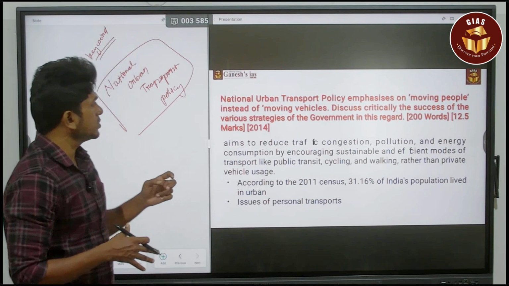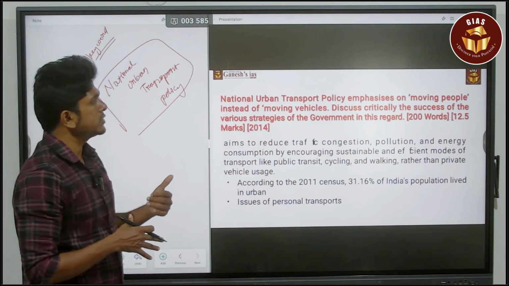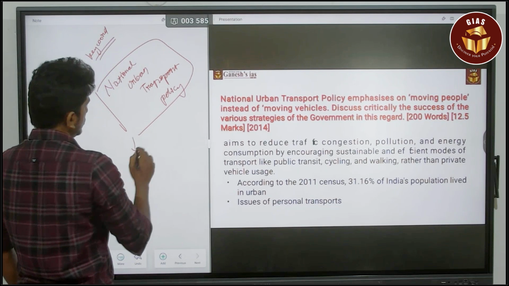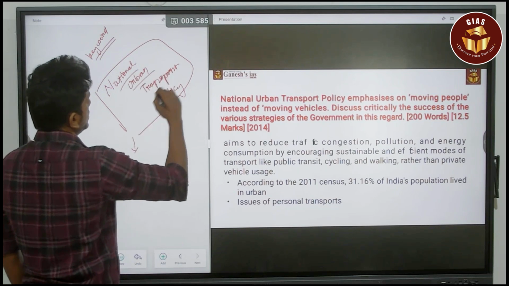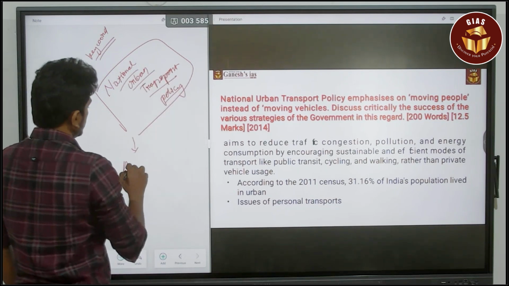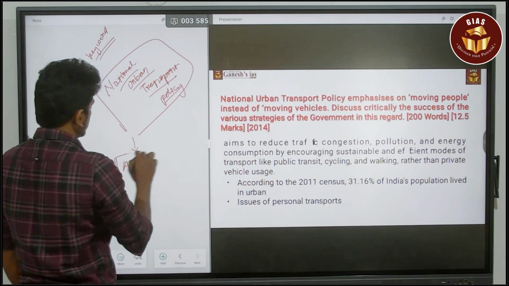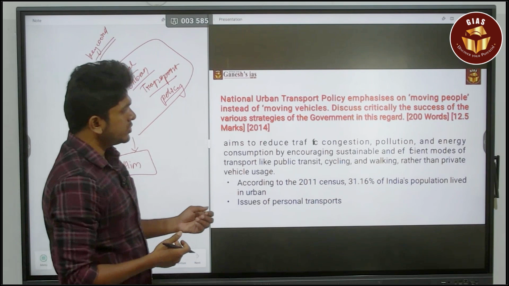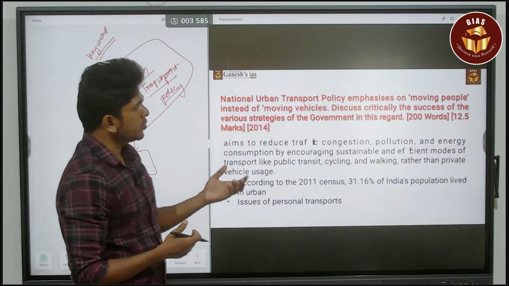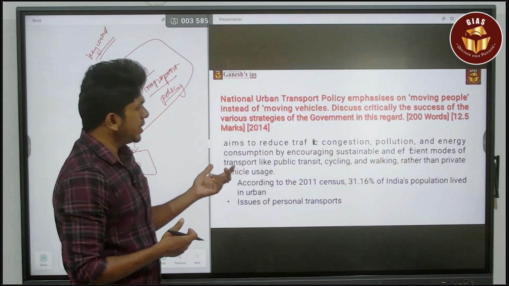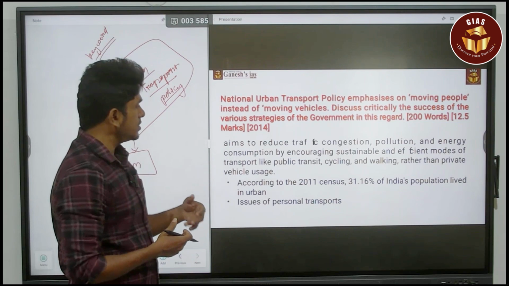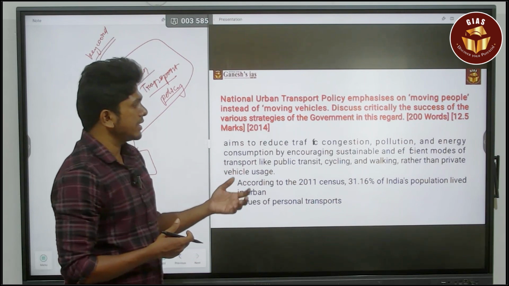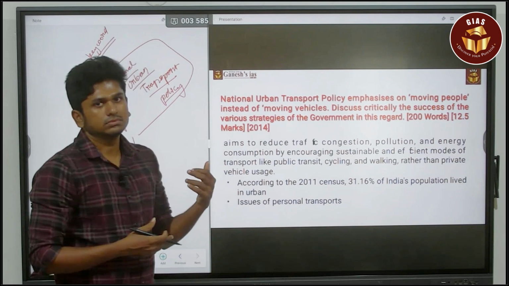Here the question is about the National Urban Transport Policy. So the intro can be like, why this National Urban Transport Policy? You have to give the ambition of it in the intro part. The ambition is to reduce traffic congestion, pollution and energy consumption by encouraging sustainable and efficient modes of transport like public transit, cycling and walking rather than private vehicles.